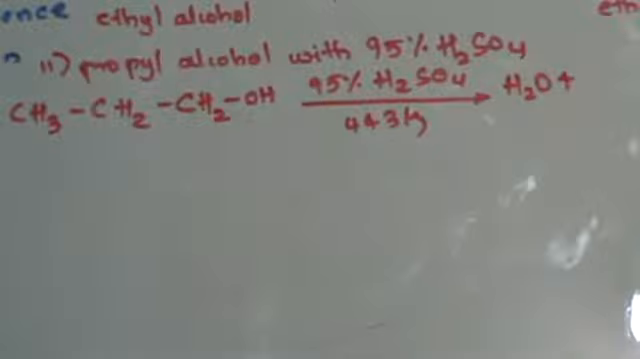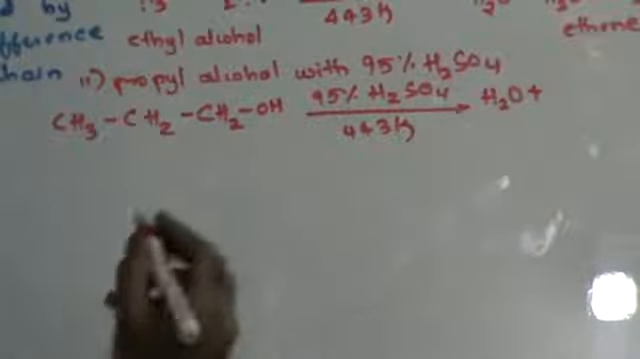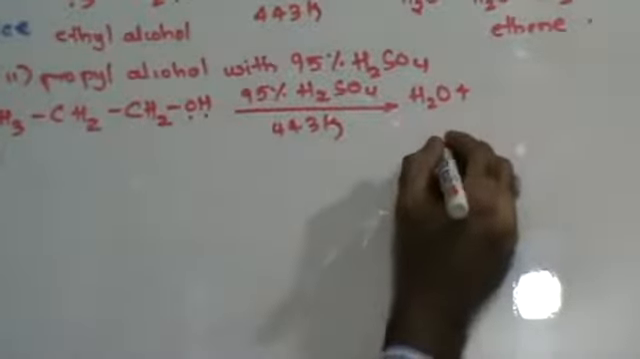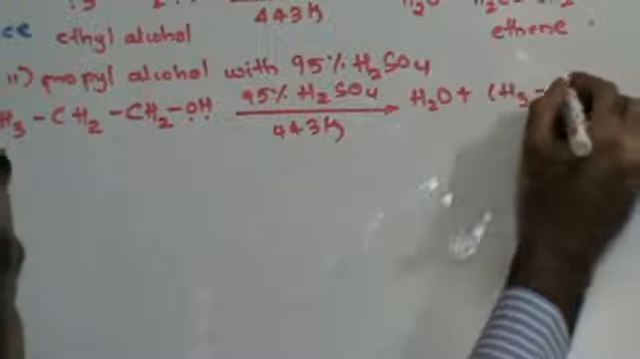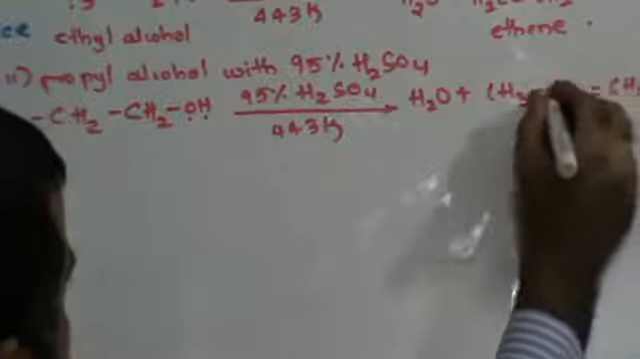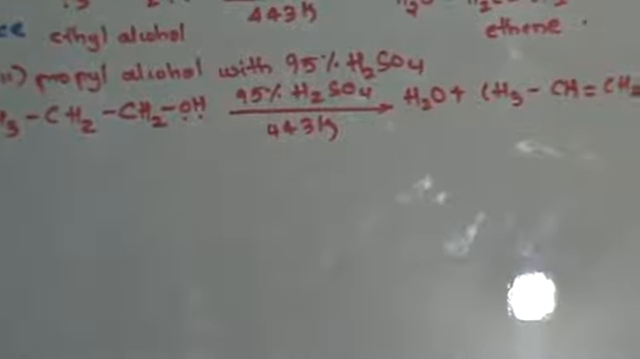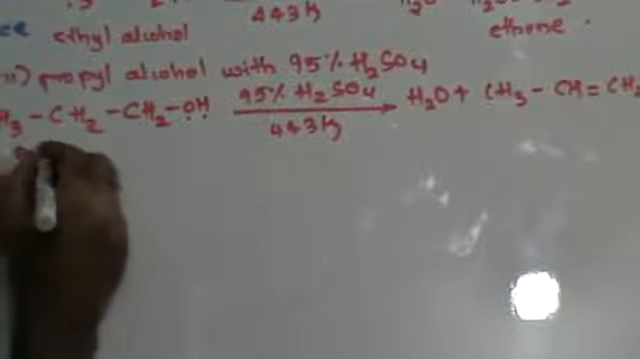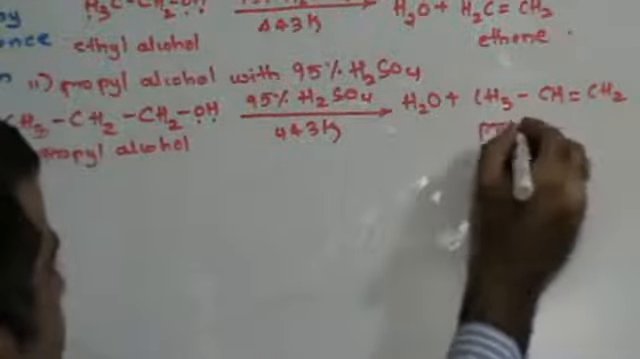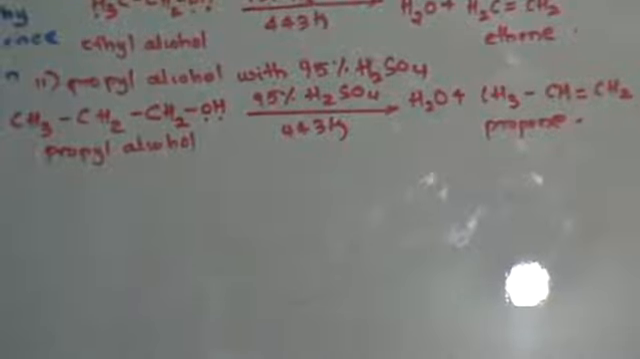So the water molecule comes out, meaning OH and one H are out. If one H is out, that will give me CH3, C double bond CH2. So CH3CH=CH2. This is propyl alcohol and this is propene. Fine. Now I could also do this with a secondary alcohol.